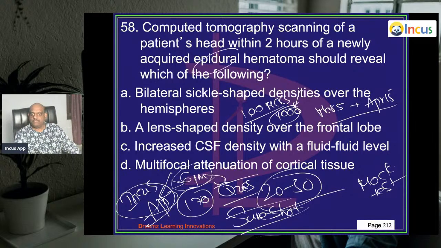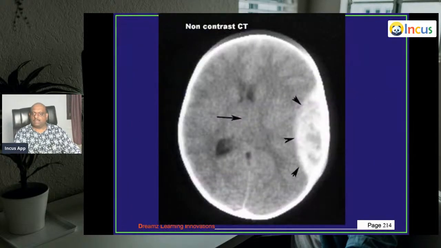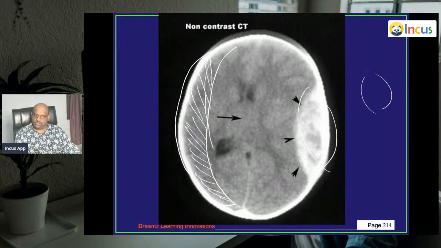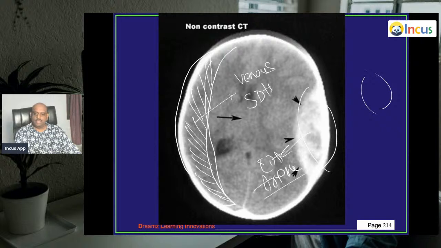Right, doctor? Epidural hematoma typically will be biconvex in shape, biconvex. Whereas if it is subdural hematoma, typically it will be like a sickle-shaped long bleed, and it is a venous bleed, subdural hemorrhage. Whereas epidural hemorrhage is an arterial bleed, and there is a lucid interval. This is what you need to remember.